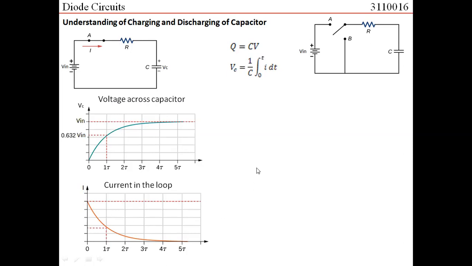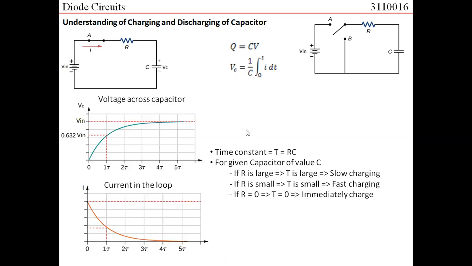Now the question arises: how fast or how slow would the capacitor charge? It means, what would be the speed at which the capacitor would charge? Then we are aware that this primarily depends upon the time constant of the circuit. What is a time constant? Time constant is basically the product of R and C.